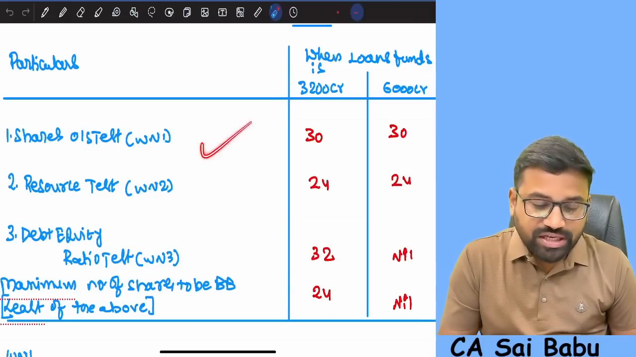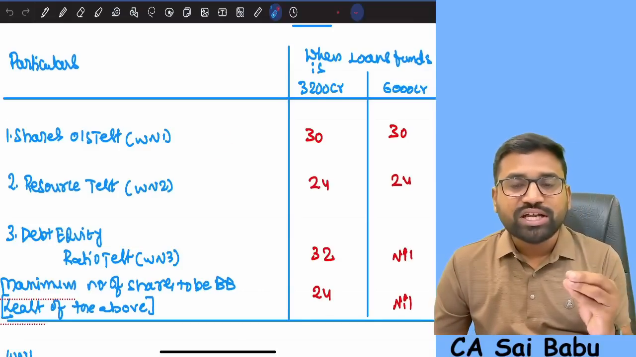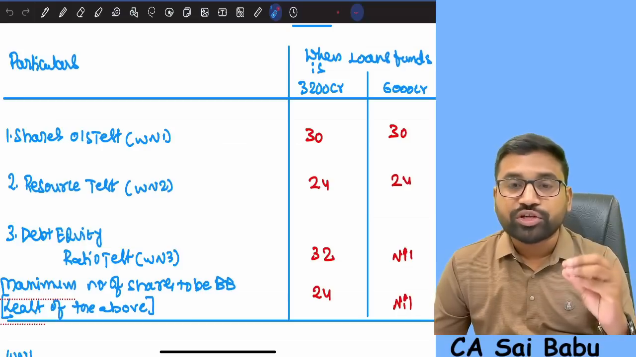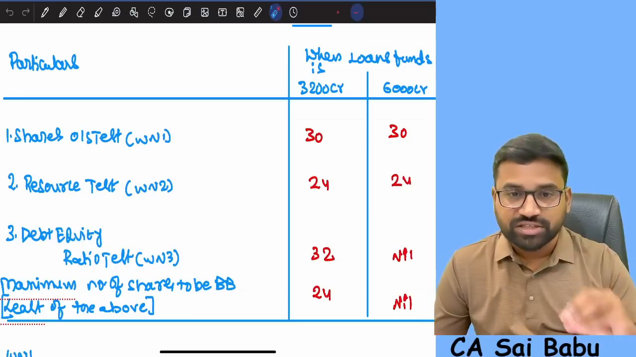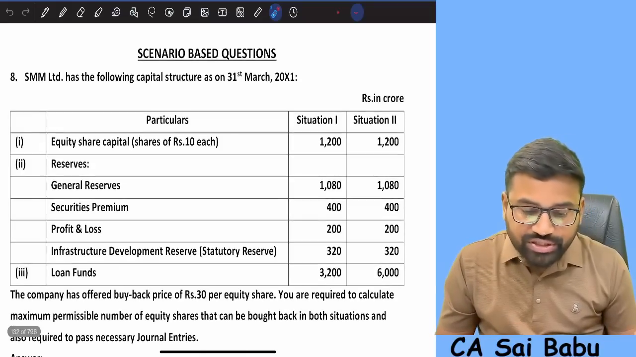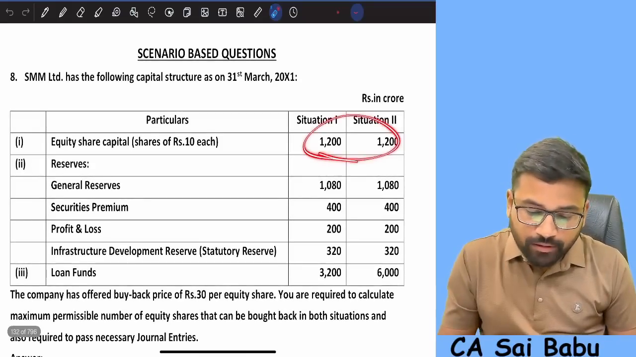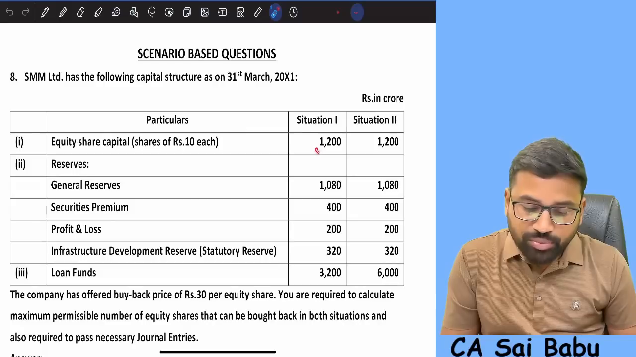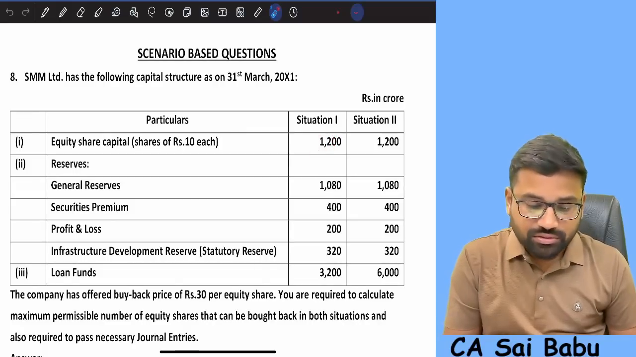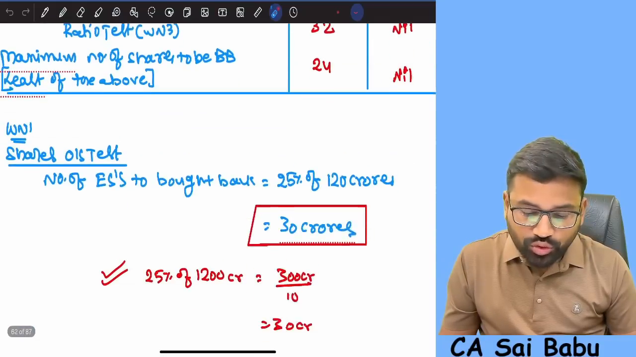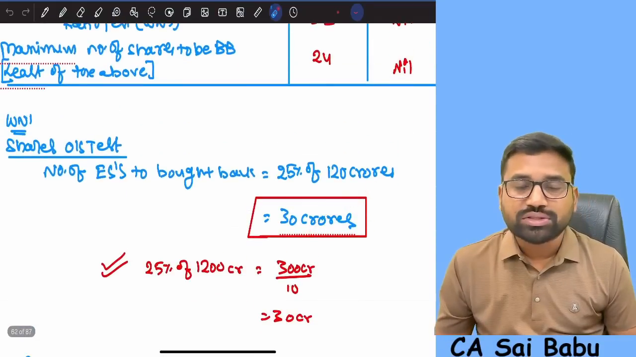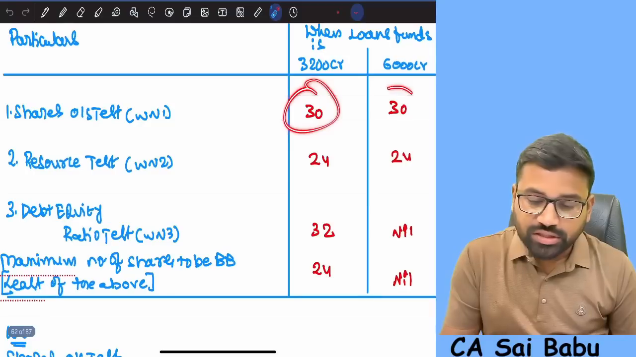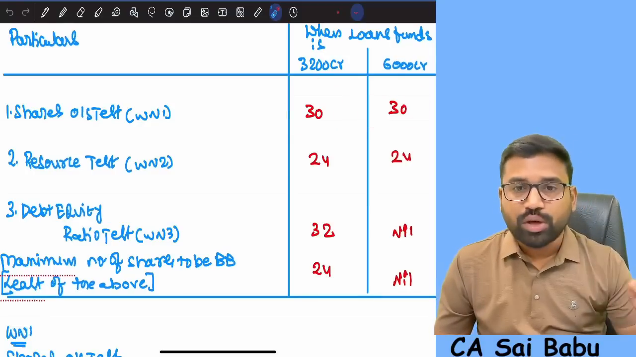First, shares outstanding test. Shares outstanding test says the maximum number of equity shares to be bought back cannot exceed 25% of the total paid up equity share capital of that financial year. What are the total equity shares of the company? 1,200 crores total equity share capital. Number of equity shares 120 crores. So 120 into 25%, 30 crores. That is the maximum number of shares a company can buy back. 30. So test 1 done.